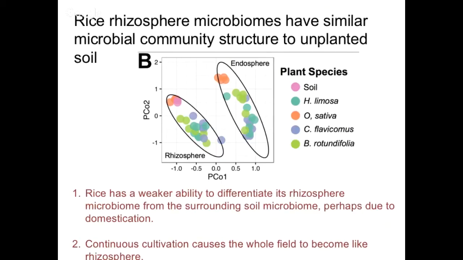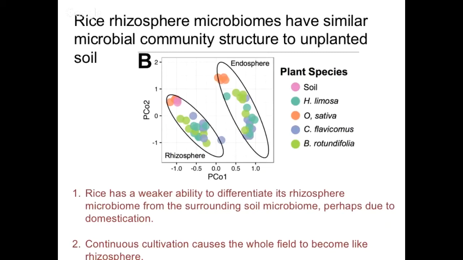Something else that we noticed from this data, and maybe you saw it too, was that these pink dots represent samples from soil where no plants were growing. This came from a rice field. These soil samples have a nearly identical microbiome to the rice rhizosphere. We put forward two hypotheses to explain this. One is that maybe through the process of domestication, rice has lost its ability to differentiate its rhizosphere microbiome from the bulk soil, that is, soil that doesn't have any plants growing in it.